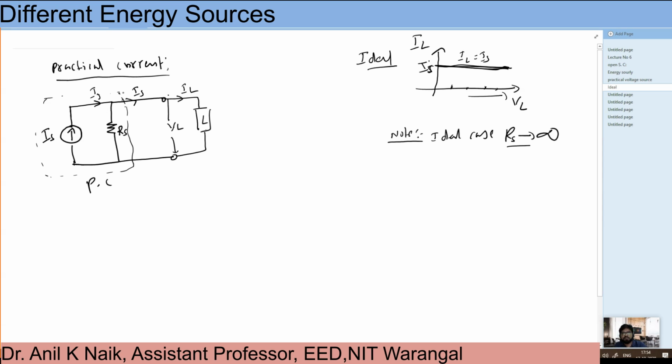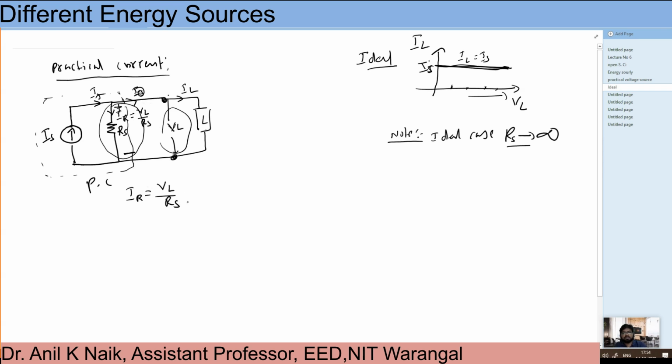And what is the current through RS? It can be written as IR, which is equal to VL by RS. Why am I writing VL by RS? Whatever voltage appears across the load also appears across your resistor RS. So this total voltage is appearing across RS, and IR can be written as VL by RS.